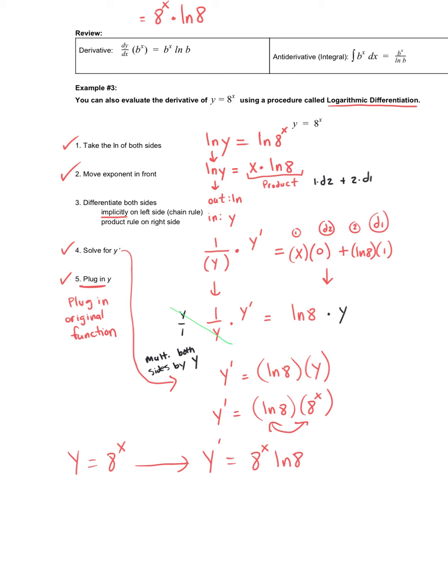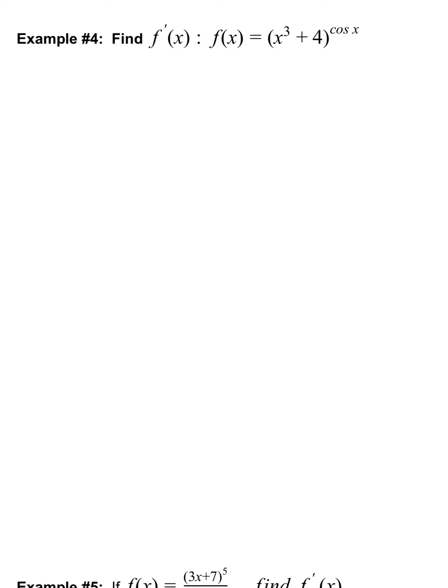That was our goal. Now we're going to try a couple more problems. Okay, calculus, example number 4, logarithmic differentiation. The first step, of course, is to ln both sides. So we are going to put ln in front of the left-hand side. So we have ln f of x. That's the same thing as if this was a y right here. And then we're going to put natural log in front of the right-hand side. So we have ln of x to the third plus 4 to the cosine of x. So that's the first step.